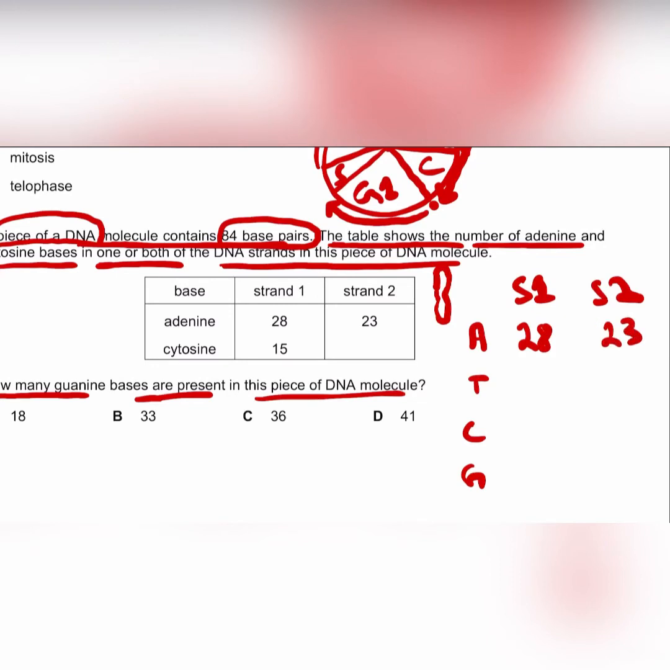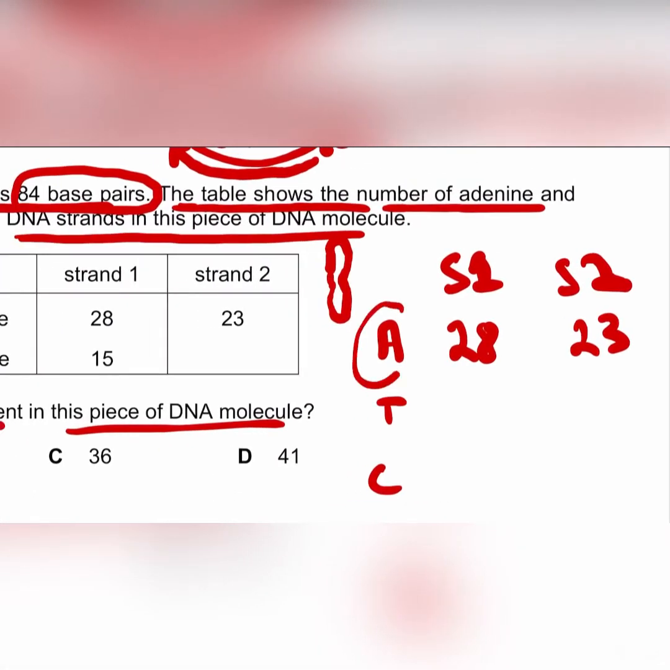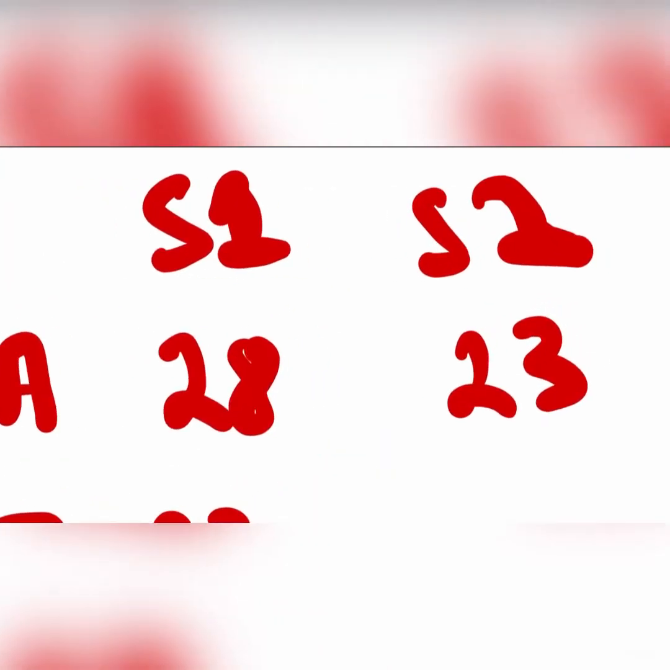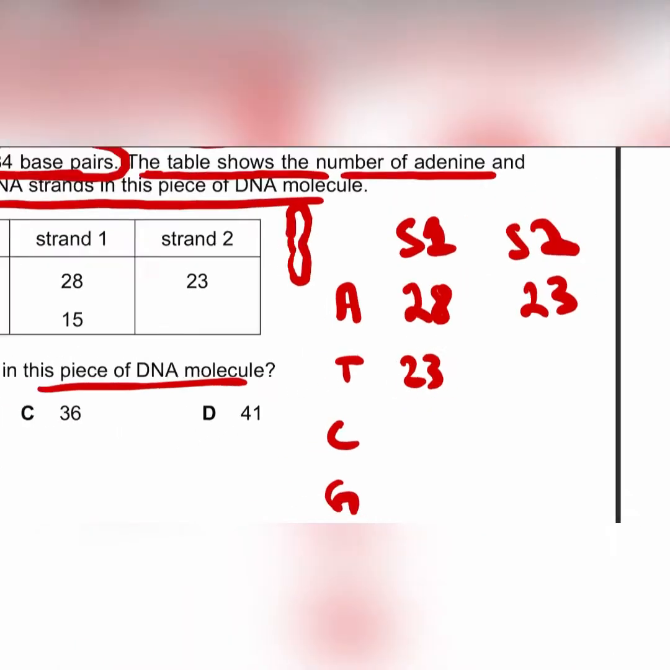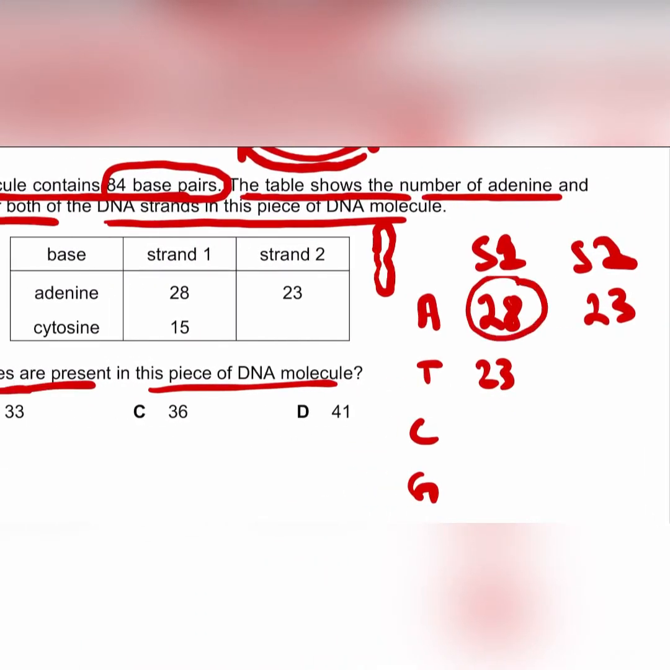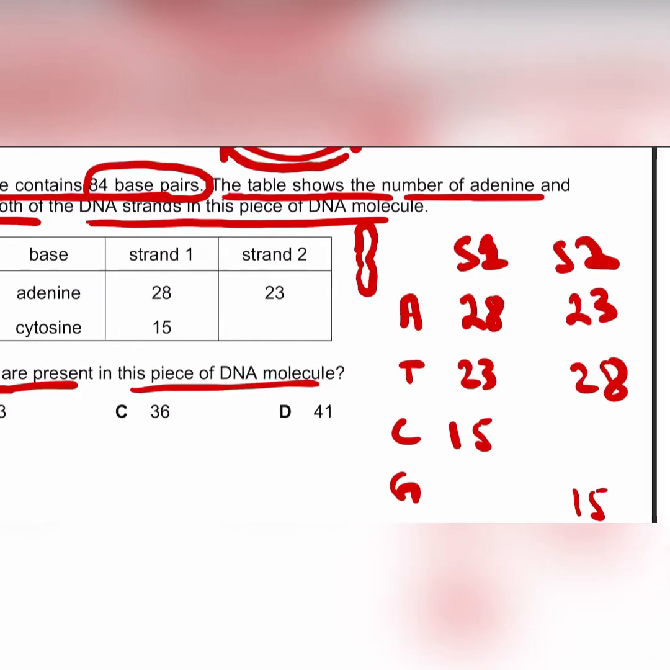So for thymine we will have the opposite number. If there are 23 adenine nucleotides in strand 2, this means that in strand 1 there will be 23 thymine, because thymine pairs with adenine. So if strand 2 has 23 adenine, strand 1 will have 23 thymine. If strand 1 has 28 adenine, strand 2 will have 28 thymine, right? For cytosine, there are 15 cytosine in strand 1. So this means that there are 15 guanine in strand 2, right?